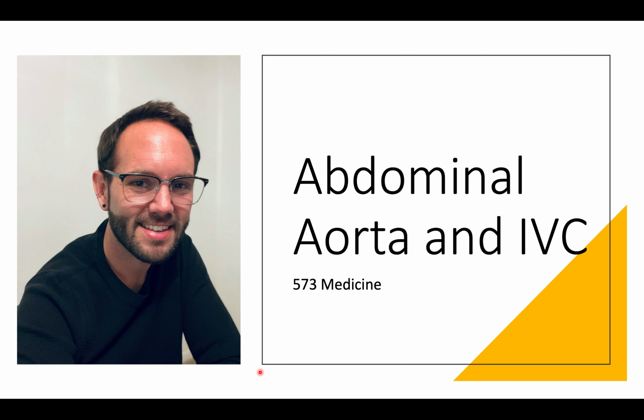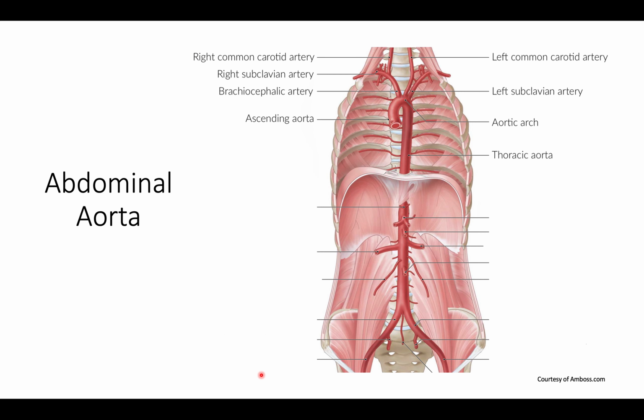Today we're going to be talking about the abdominal aorta and the inferior vena cava. The abdominal aorta and the inferior vena cava are retroperitoneal structures that deal with blood supply to your viscera and to your lower extremities. The abdominal aorta is going to pass through the aortic hiatus, through the diaphragm, and into your abdominal region, and will have several different branch points as seen in this image.